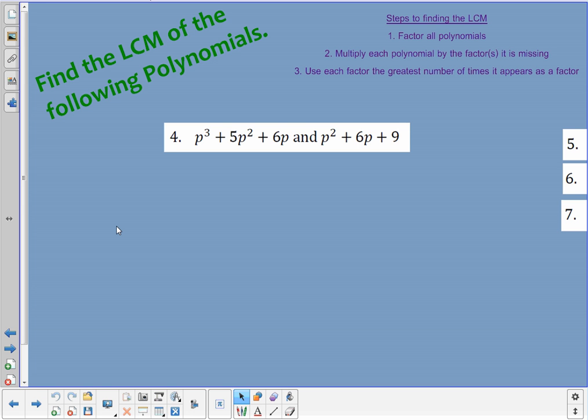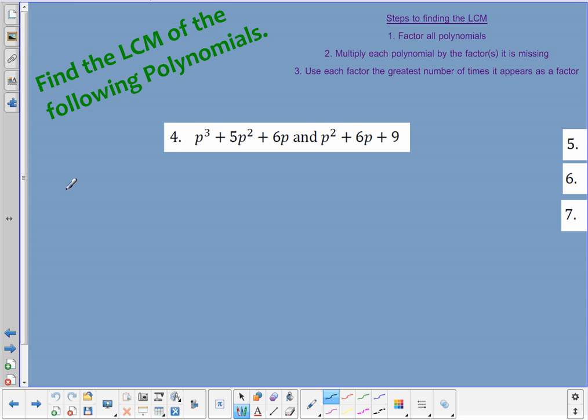So we're spending a couple days on 8.2, mostly because it's a tricky concept. There's kind of a lot going on in it, and so we're going to take some extra time to talk about it. So I'm going to pick up on the front side of your notes page down at the bottom where it says find the LCM of the following polynomials.